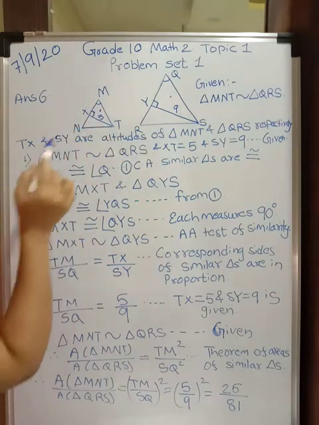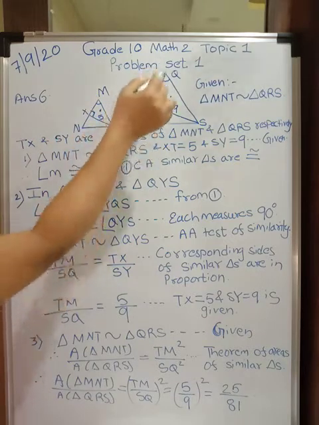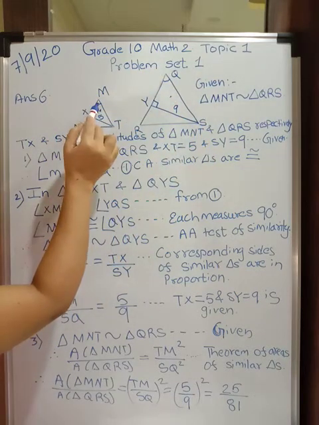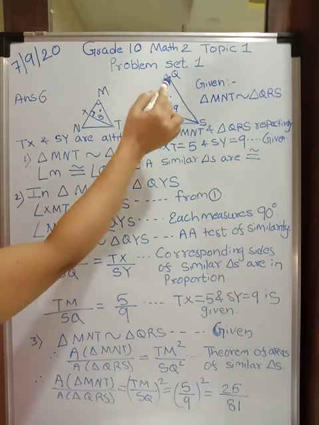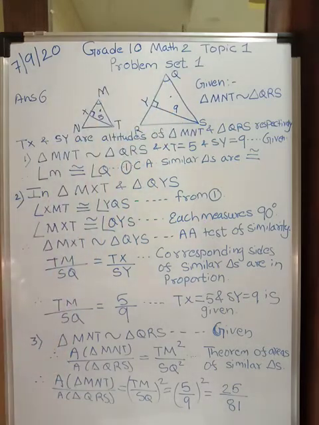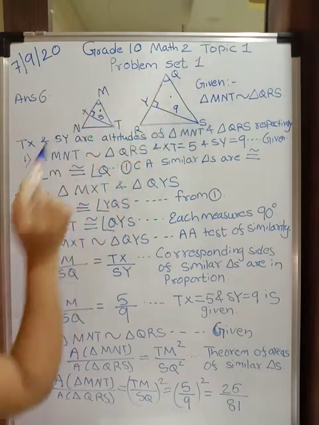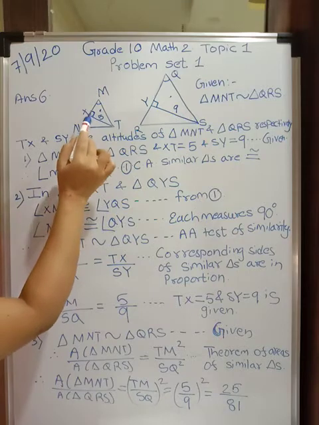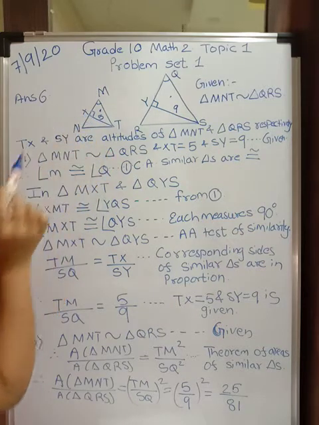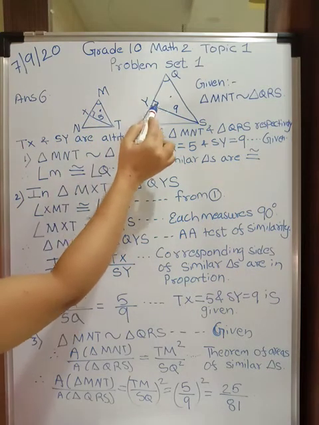Okay. Now we already know that MNT is similar to QRS. That means angle M is congruent to angle Q. What's the reason? Because corresponding angles of similar triangles are congruent. Now this is altitude. Altitude means it is making a 90-degree angle. Here also you will get a 90-degree angle.